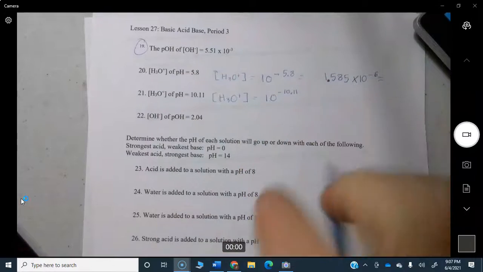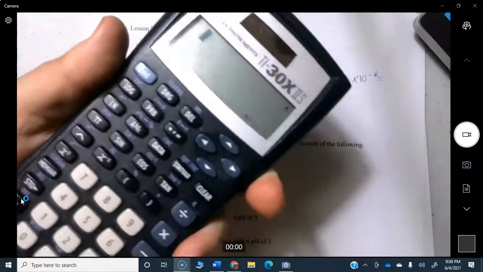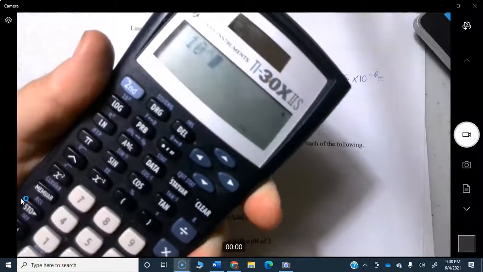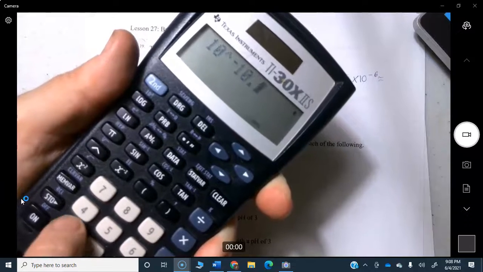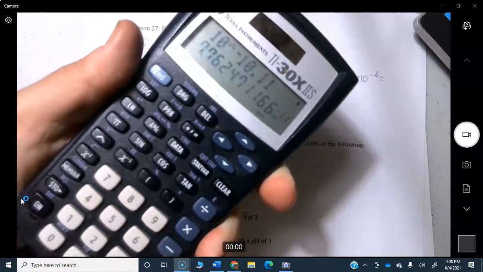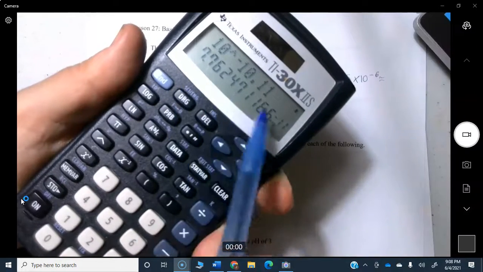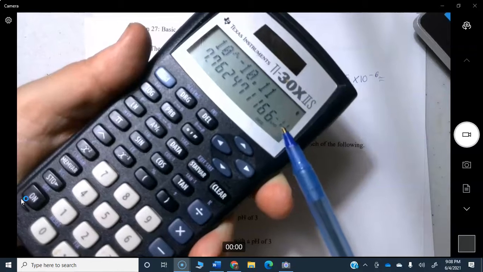Okay, so do that on the calculator, and you're going to see you're going to luck out if you have the same type of calculator. I'll show you why. Because it's 10 raised to the negative 10.11. That was the pH. And what you get this time, because it was a small enough number and you would have had way too many zeros here, is the calculator actually gives it to you in scientific notation, so you don't have to convert it.